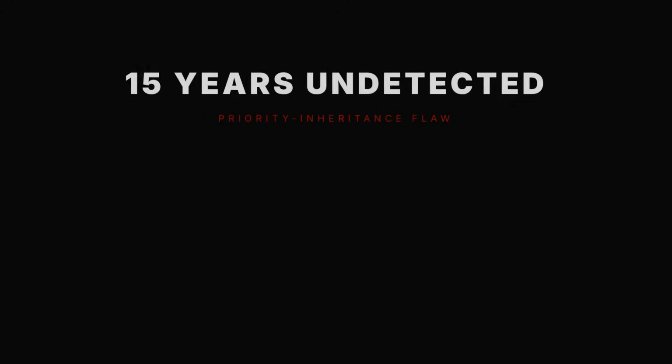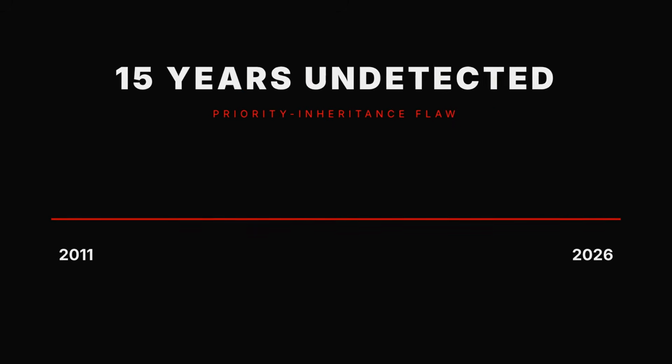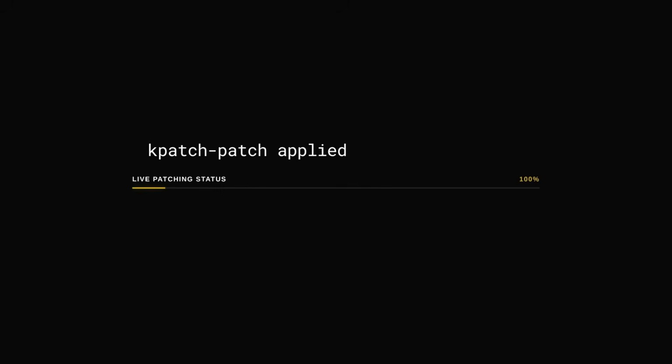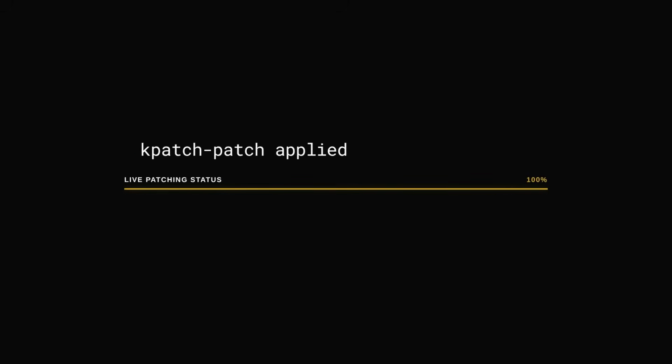What makes GhostLock particularly alarming is its age. This flaw has existed in the priority inheritance code for roughly 15 years. Because it requires very specific timing to trigger, it remained hidden from standard fuzzing and code audits until now. The impact is massive. It affects almost the entire enterprise Linux ecosystem. Alma Linux was one of the first to respond, pushing emergency kernel patches out of band. Red Hat quickly followed with K-patch updates for both their 4.18 and 5.14 kernel streams, meaning you can patch without rebooting if you have live patching enabled.